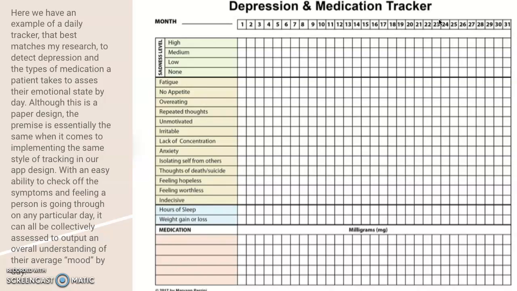So here we can see an example of a daily tracker, this one specifically focusing on depression and medication. And this is one that best matches my research on my specific design. This one is to detect depression and types of medications that patients take to assess their emotional state by day. And although this is a paper design, the premise is essentially the same when it comes to the implementation of the same type of style of tracking.